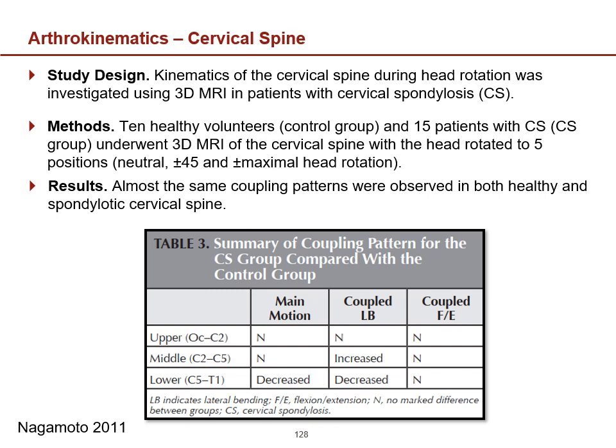So for the group with cervical spondylosis, when they left side bend, there's going to be increased coupled motion. So there's going to be increased rotation as they go through that side bend. However, in the lower cervical spine, there's going to be decreased motion. And not only with the coupled motion, but also with the overall motion of their ability to side bend.